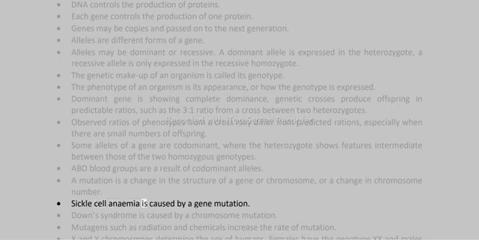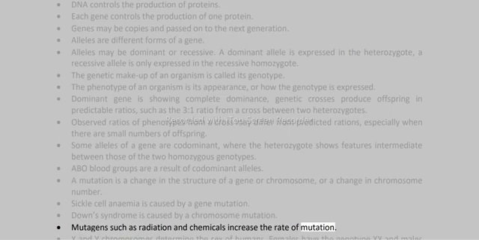Sickle cell anemia is caused by a gene mutation. Down syndrome is caused by a chromosome mutation. Mutagens such as radiation and chemicals increase the rate of mutation.